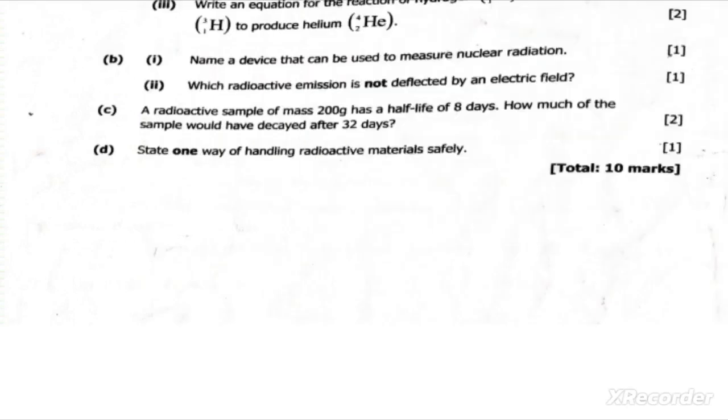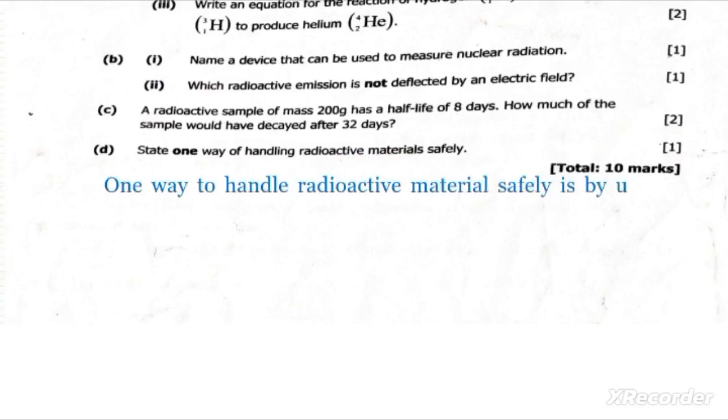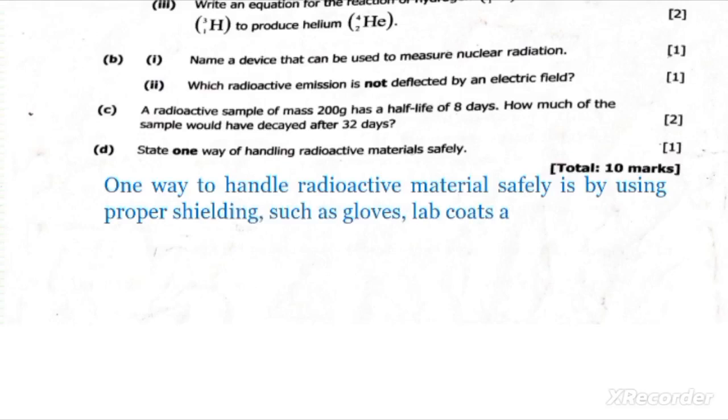We move to the last question, which is question D. State one way of handling radioactive materials safely. One way to handle radioactive material safely is by using proper shielding, such as gloves, lab coats, and safety glasses. So this is one of the ways we can use to handle radioactive materials.